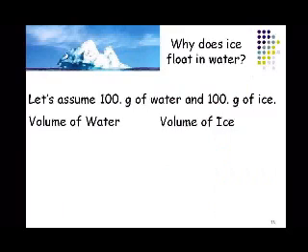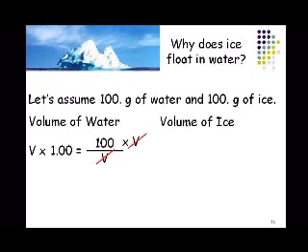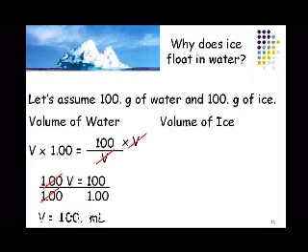So, if we assume we have 100 grams of water and 100 grams of ice, what is that space difference that we're talking about? Well, for the volume of 100 grams of water, the density of water is 1.00, so we're solving for V. Just like we've done before, we'll multiply both sides by V and get V to cancel out, leaving us with 1.00 V equals 100. So we divide each side by 1.00, and we see that V equals 100 milliliters.